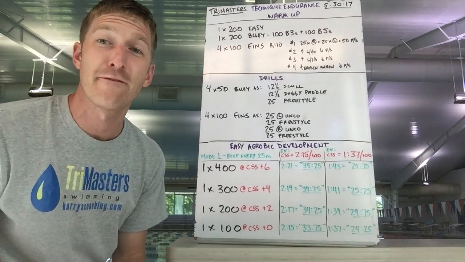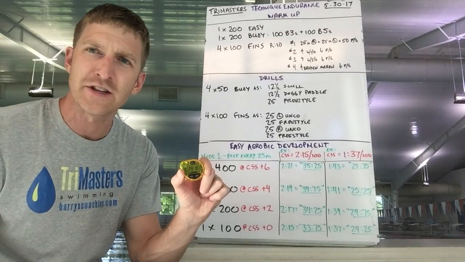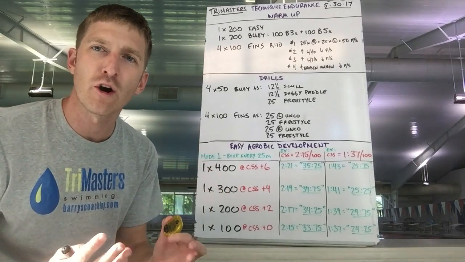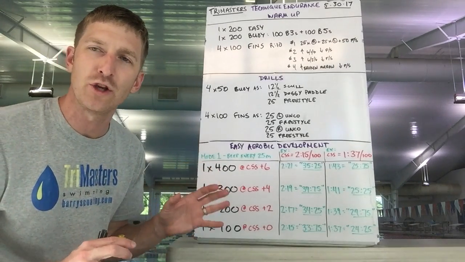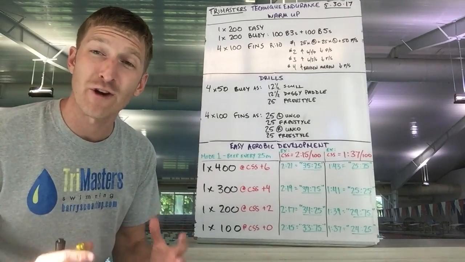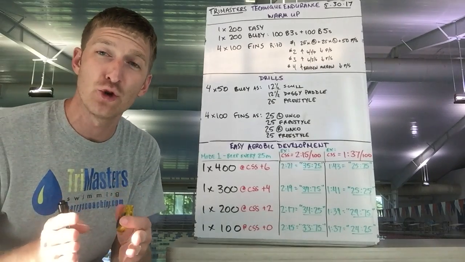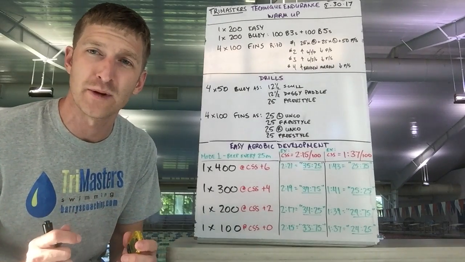I wanted to demystify very quickly how we use this little device here called the Tempo Trainer Pro for our training sessions where we use your critical swim speed, your CSS, or your threshold pace. And that is a pace that is determined for you specifically, your pace per 100 meters, okay?